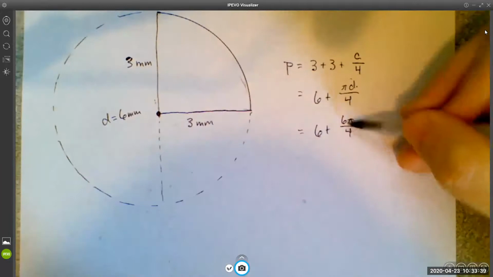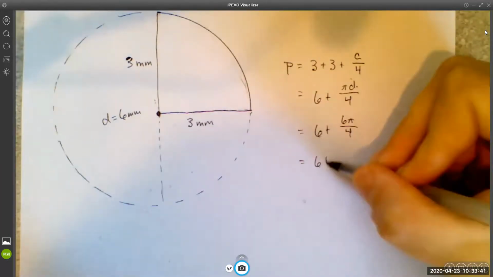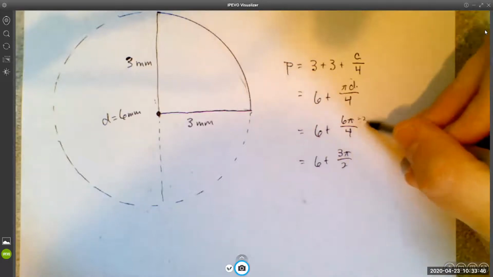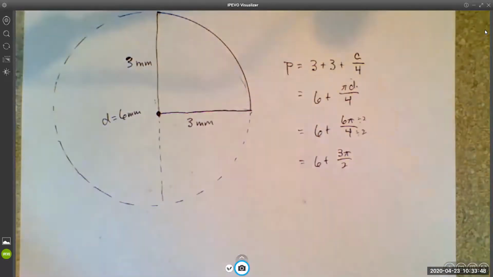I can reduce that fraction so that I get 6 plus 3 pi over 2, right? Dividing by 2. And that's our exact answer.